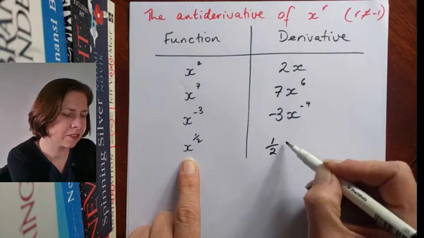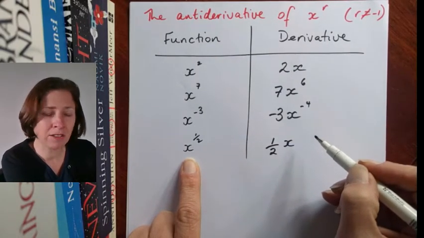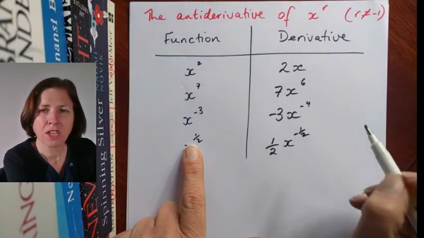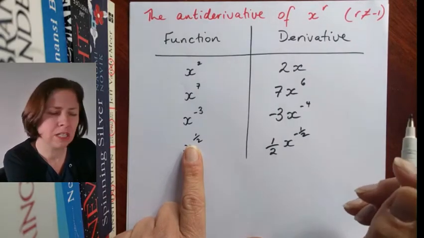I take my fraction out the front, x to the power of, now it's going to be a half minus 1, which gives me -1/2. So that's how we find the derivative.